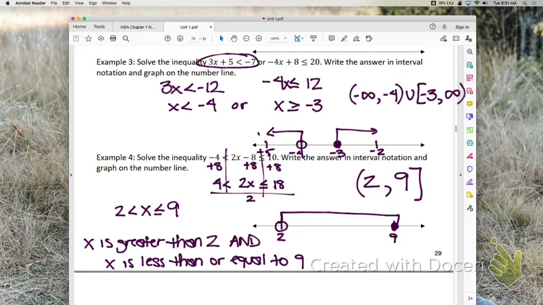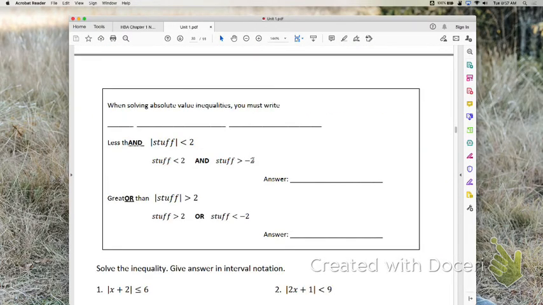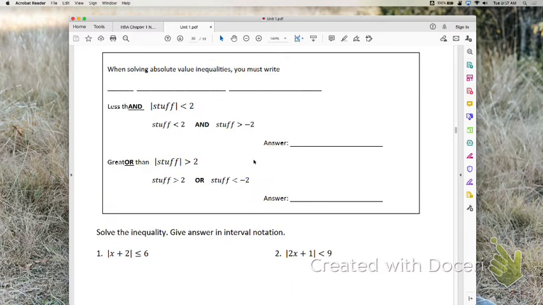Okay? Now let's talk inequalities with absolute value. They work the same way, but you do have to know briefly one type of rule with that, and that is this. I stole Miss Napier's notes, and I'll be honest, I don't know her blanks. Okay, when solving absolute value inequalities, you must write either and or inequalities from either one. Okay, so here's your rule of thumb. This is really the part that matters. If you have absolute value of stuff that is less than 2, you write it as an and.